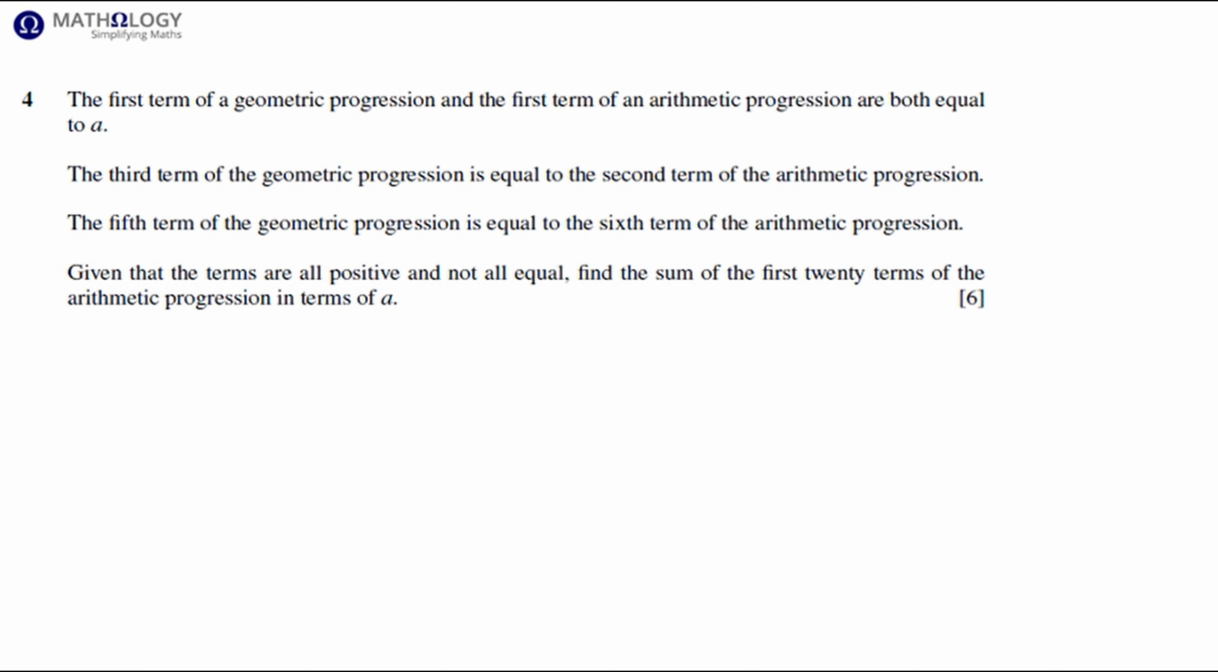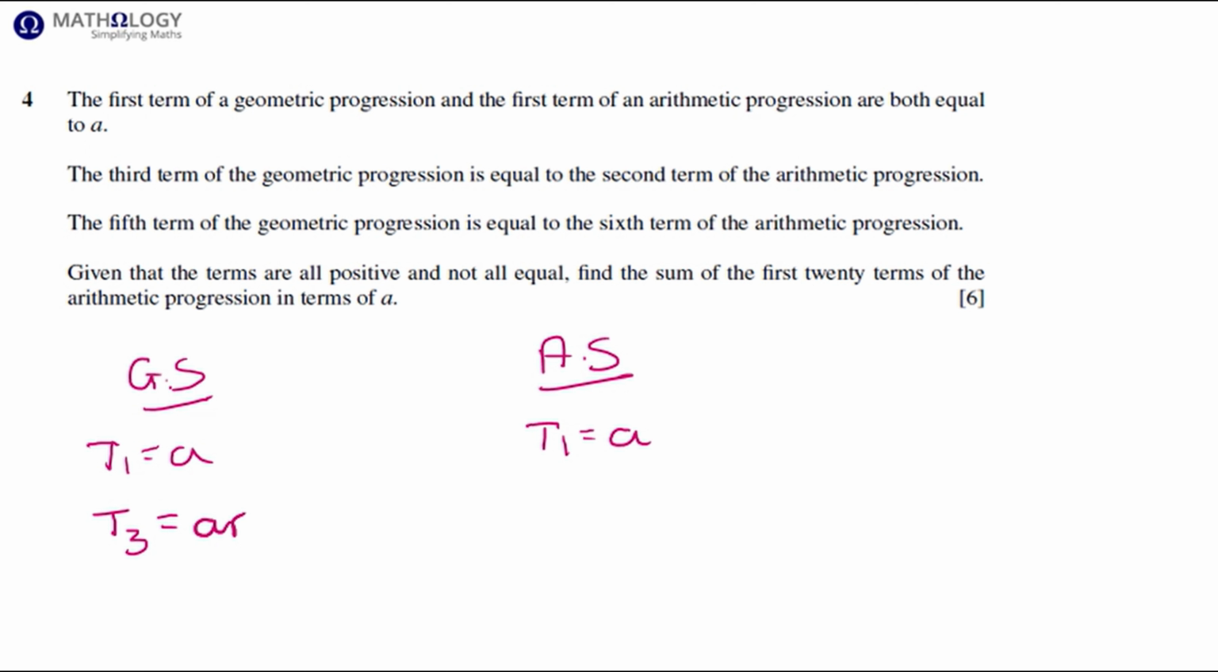Okay, that's quite a lot to digest. So let's break it down. We have the GP, geometric sequence or progression, and arithmetic sequence. The first term in each is a. The third term of the geometric progression is equal to the second term of the arithmetic progression. Okay, so the third term of the geometric progression equals ar squared, and the second term of the arithmetic progression equals a plus d.